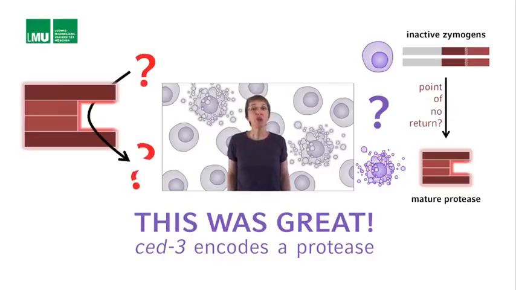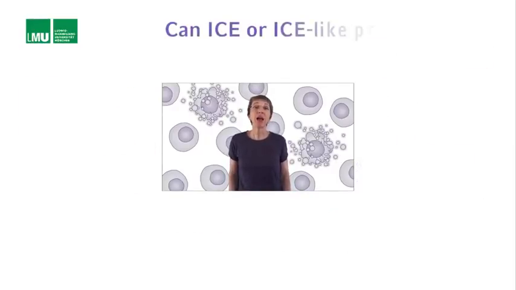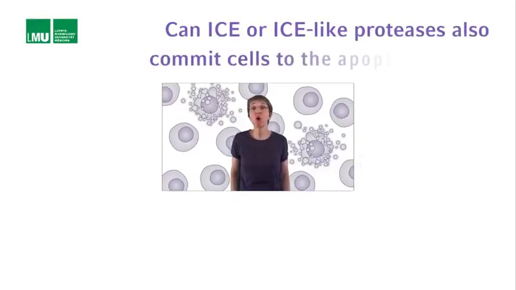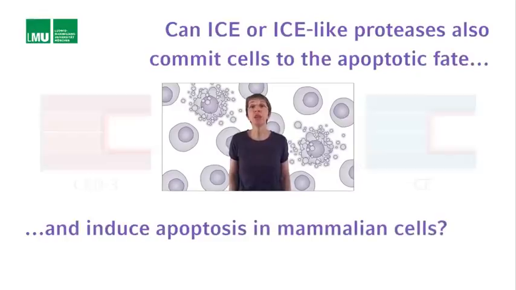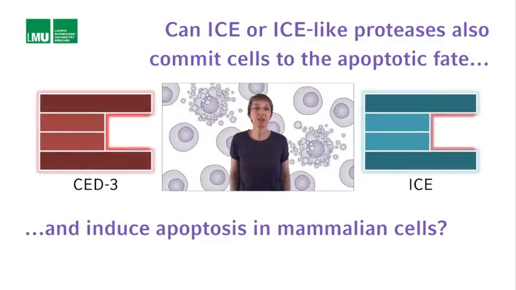When Z3 was cloned, there was another important question that needed to be answered. And that question was whether ICE or ICE-like proteases also could commit cells to the apoptotic fate and induce apoptosis in mammalian cells. Basically, is the role in apoptosis of cysteine proteases such as C. elegans Z3 conserved? So that's what Junyin Yang decided to work on next once she had her own lab at Harvard.